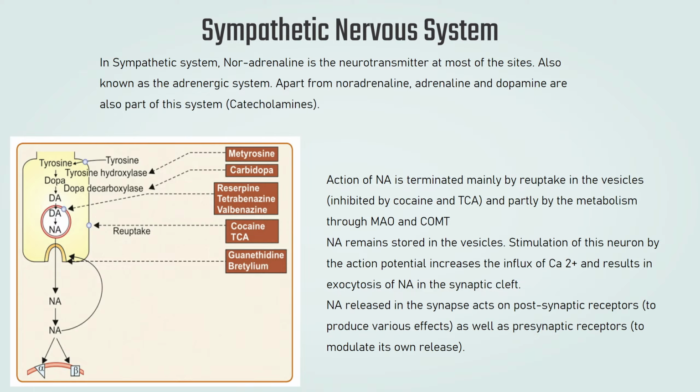So moving ahead, in the sympathetic nervous system, noradrenaline is the principal neurotransmitter. Principal means it is not the main, it is not the only neurotransmitter, but at most of the sites we will find noradrenaline.